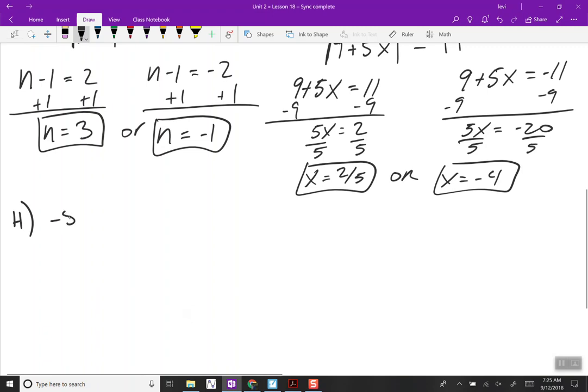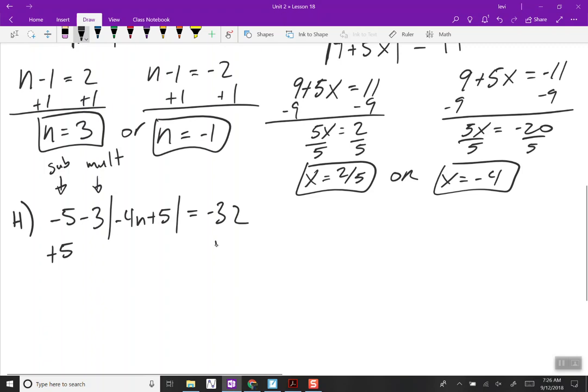H says negative 5 minus 3 times the absolute value of negative 4n plus 5 equals negative 32. So we want to get rid of that stuff on the outside. The negative 5 here is subtraction. This negative 3 is multiplication. So we've got subtraction and multiplication. We're going to undo the subtraction first. We're going to add 5 to both sides. Negative 3 times the absolute value of negative 4n plus 5 equals negative 27.